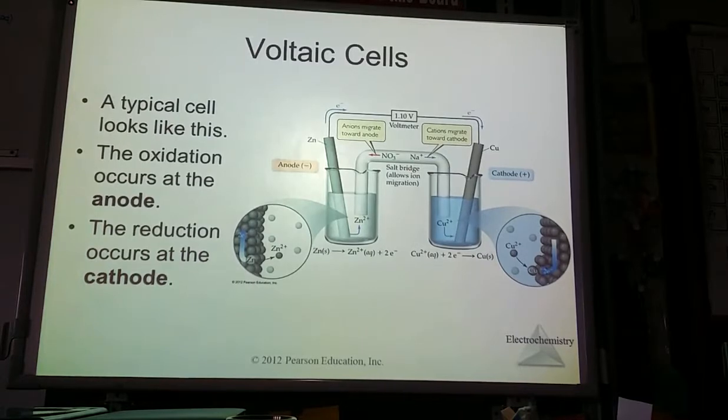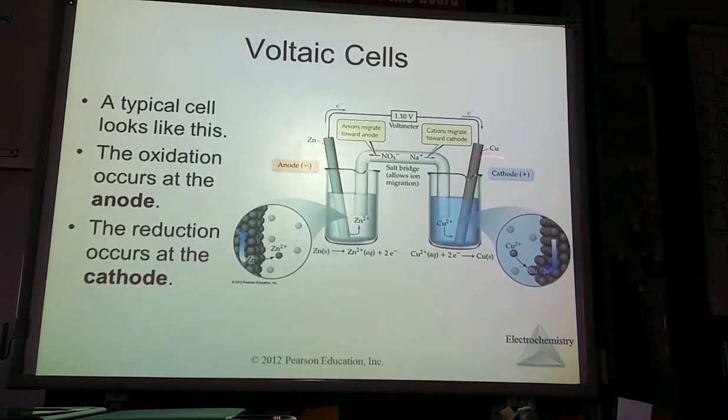Would it be the sodium ions, or would it be the nitrate ions that would enter into this solution if I have more cations, more positive charge present? Well, it's going to be nitrate ions, because I need a negative charge to come over and balance all of the zinc 2 plus ions that are coming into the solution because of the oxidation of that zinc metal.